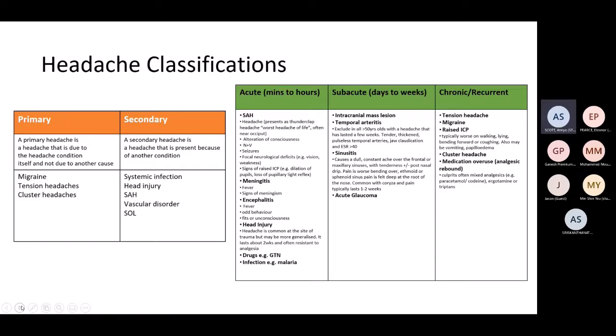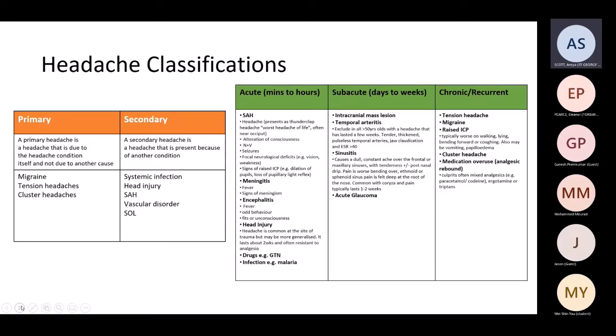And then you've got your secondary headaches. So a secondary headache is a headache that is present because of another condition. So that's things like systemic infection, if you've got head injury, any kind of bleeds on the brain, space occupying lesions, just anything that's not just due to the headache itself. And then the other way of classifying headaches is to split them into how they started. So you can have acute headaches, which present in minutes to hours. And I've made this big table, but I'm not going to go through all of them in the interest of time, but just to go through examples of them.